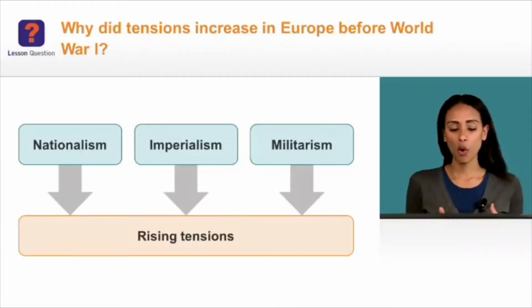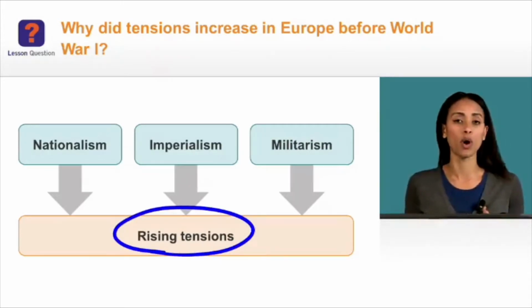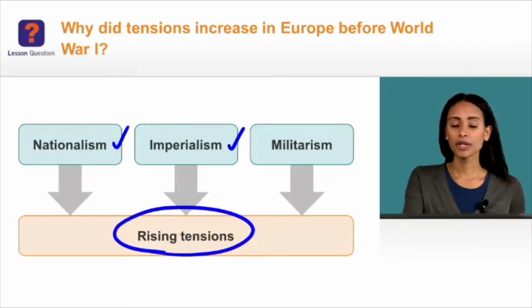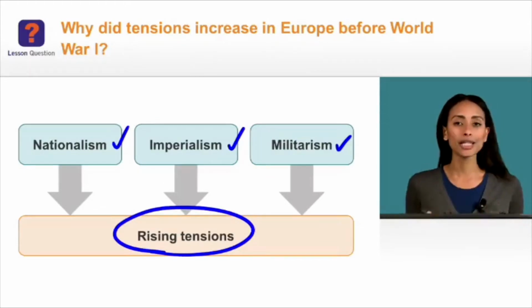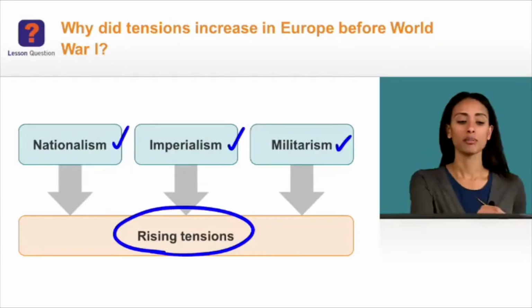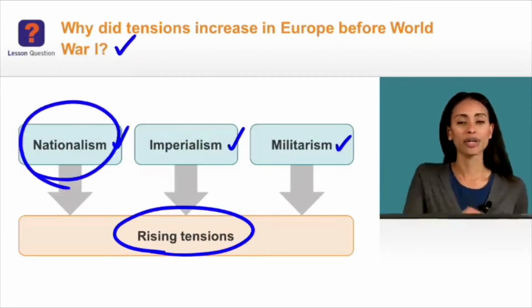Now, it is indeed going to be rising tensions in Europe that lead into World War I, and some of the issues that cause those rising tensions included nationalism, imperialism, and militarism. Now, we're going to talk about each of these in turn, and by the end of the lesson, we should be able to answer this question. Why did tensions increase in Europe before World War I? Let's begin by talking about nationalism.